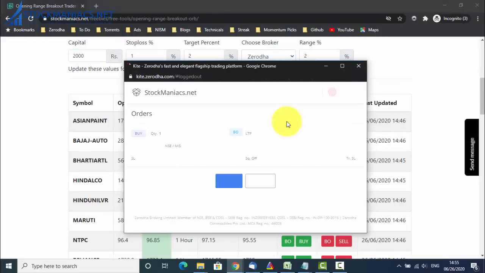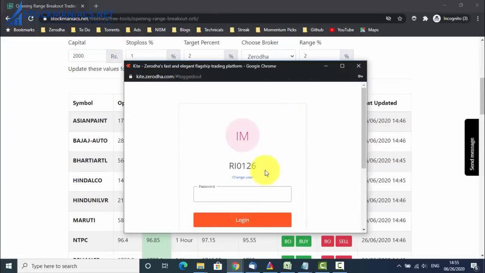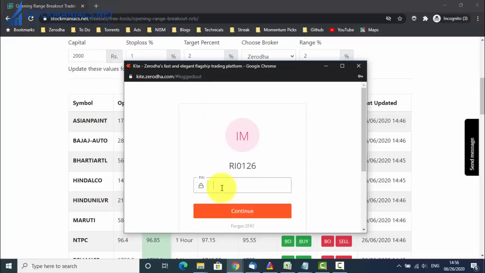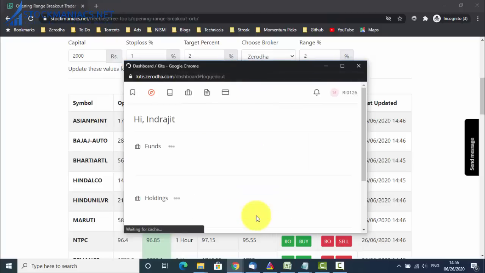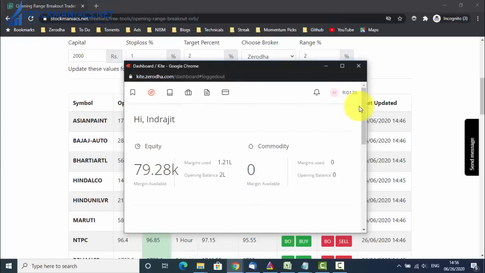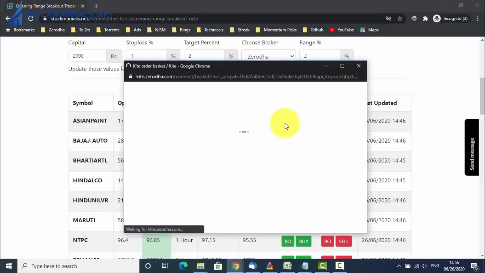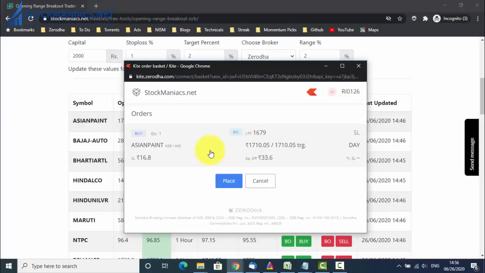So you can see here it is asking to connect to Kite. I will be logging into my Kite. I need to put my 2FA over here. Click continue. So now I am logged into the Kite. I will put the buy order. You can see directly it is going to the order management system.